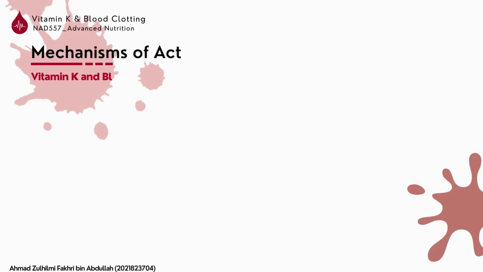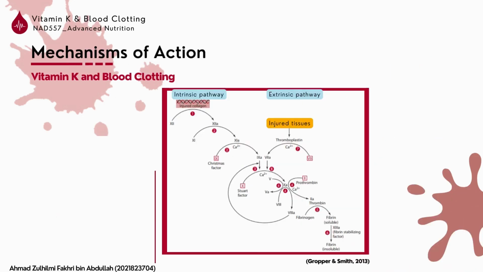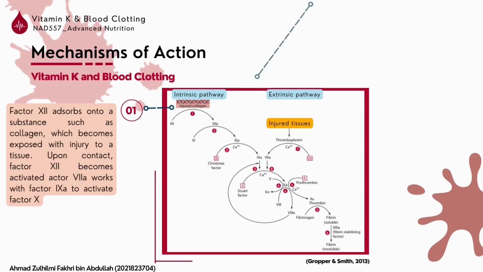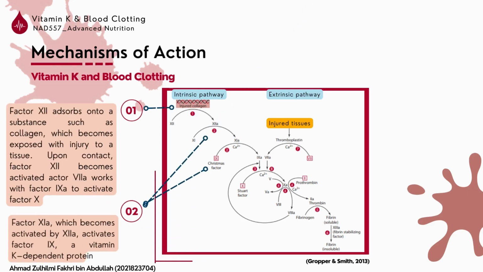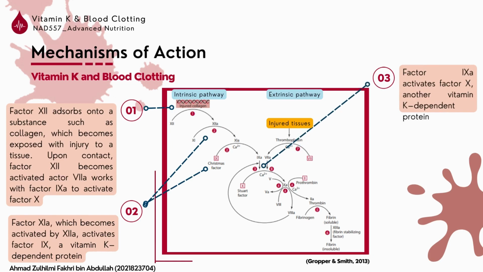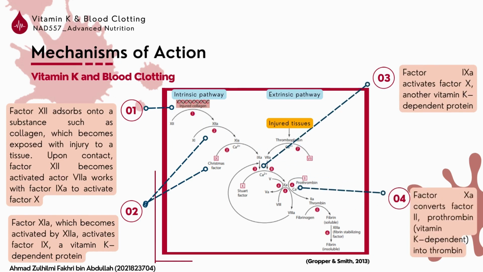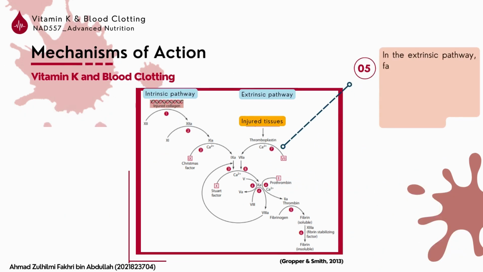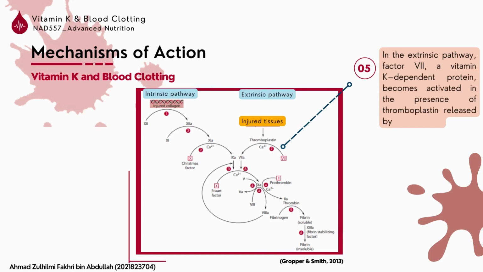Mechanism of action, vitamin K and blood clotting. There are two activation pathways for coagulation. The intrinsic pathway, which involves only factors within the blood vessel, is thought to serve as a positive feedback loop amplifying coagulation. The extrinsic pathway starts with the exposure of blood clotting factor to the tissue factor in the extravascular tissue.